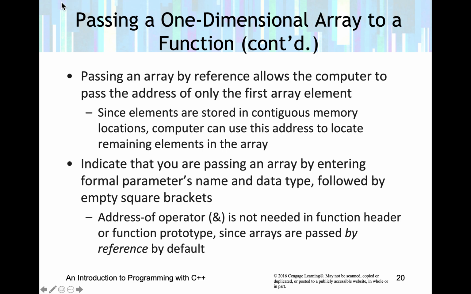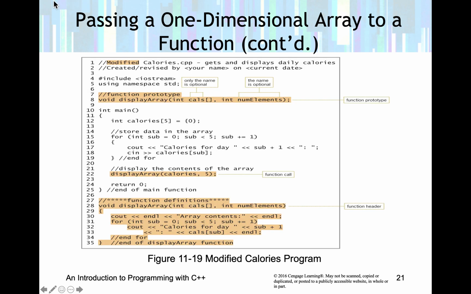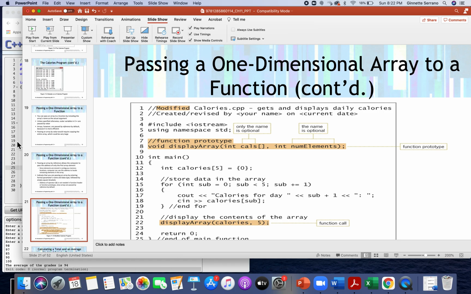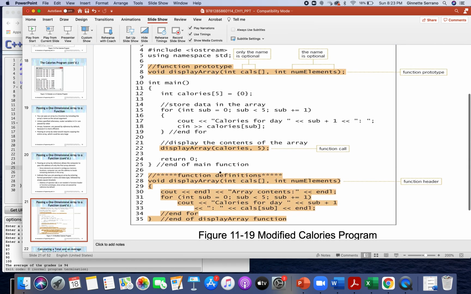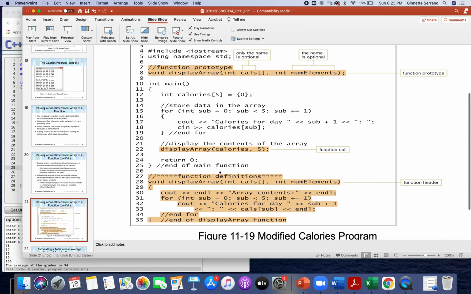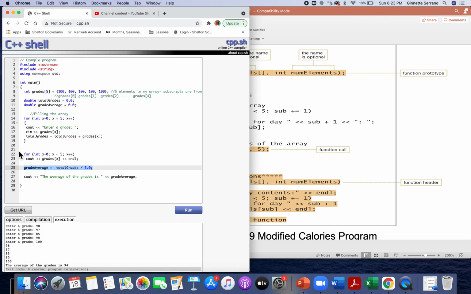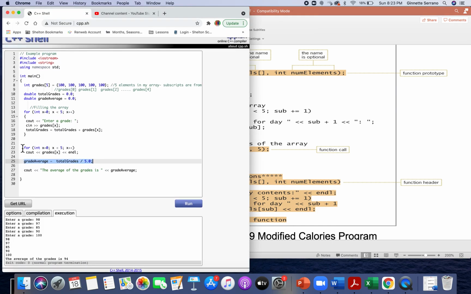So before we look at this example, this is for our calories program. We're going to create our own function for the program we're working on. Here they're using a function to display the array. So let's do the same thing. We're going to create our own function to display the array. Instead of displaying it here, we're going to create a function to do this.